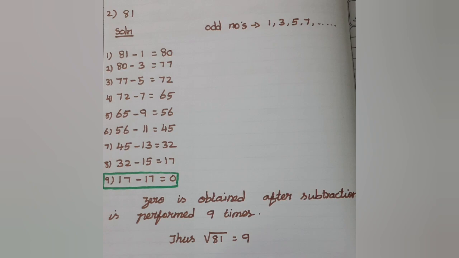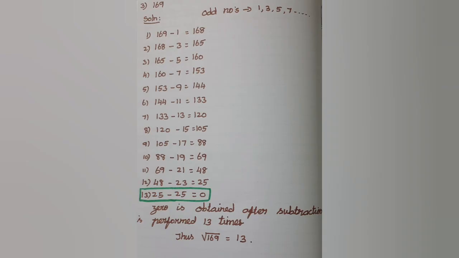Now third question, 169 minus 1. Now we can use repeated subtraction. Now 0 is obtained after subtraction is performed 13 times. So root of 169 equal to 13.